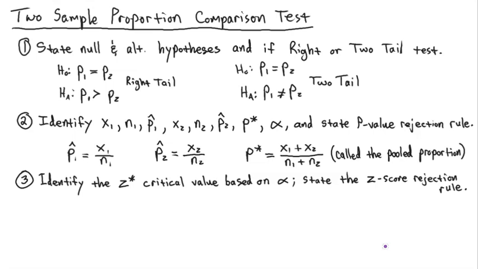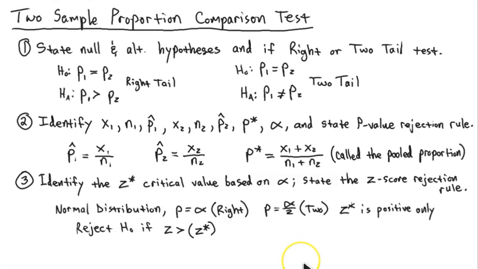Now, I'm trying to remember, I think it's possible that there's another place in NumWorks where you can get this Z star critical value, and we'll see when we do an example. Remember that it's based on alpha, and it's based on whether you're doing a right tail test or a two-tail test. Because remember, when you do a two-tail test, you have to divide your alpha by 2 when you identify the critical Z value. So here's our notes.